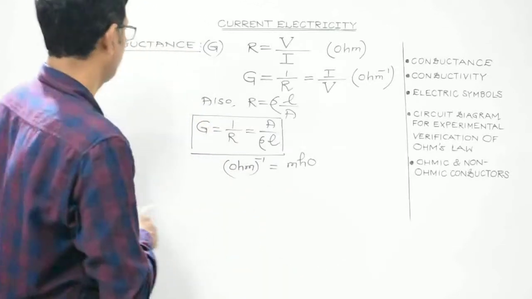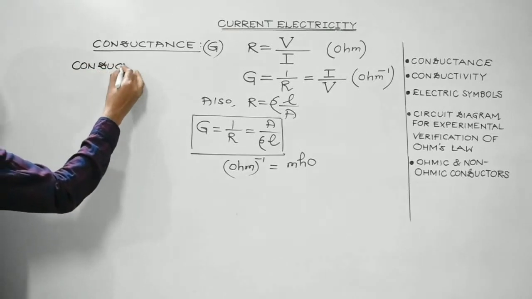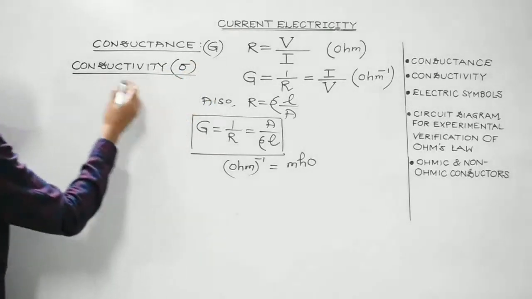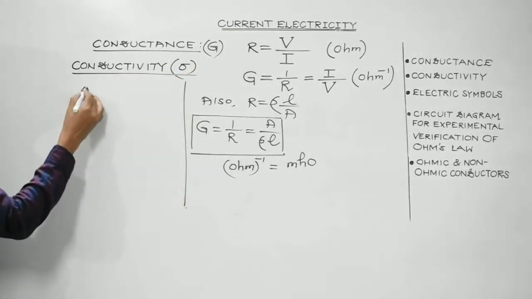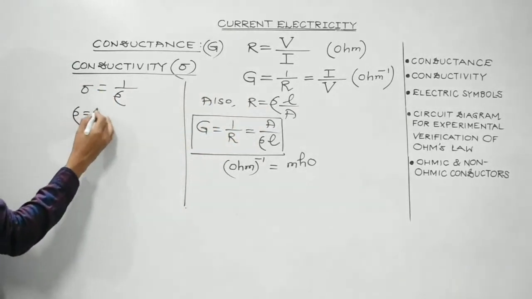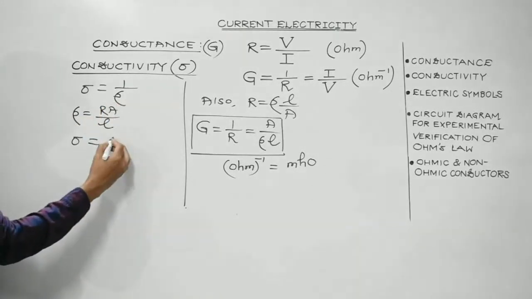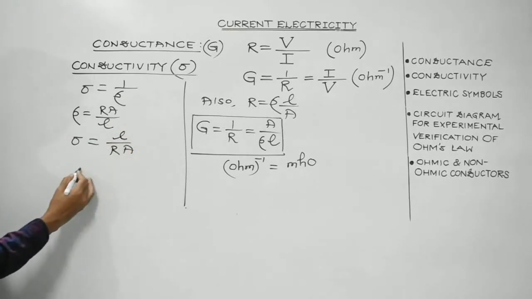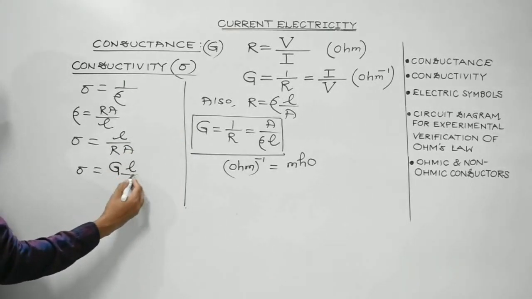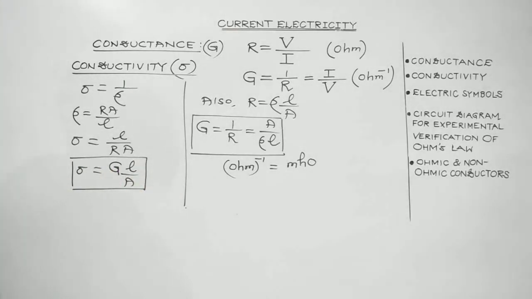So students, conductivity is defined as the reciprocal of resistivity, and let us denote it by sigma. Now from here, resistivity is RA by L. So conductivity would be given by reciprocal of rho, so L by RA. Just now we have discussed reciprocal of resistance is conductance. So it will be G L by A. G is the conductance over here. Sigma is the conductivity, right?